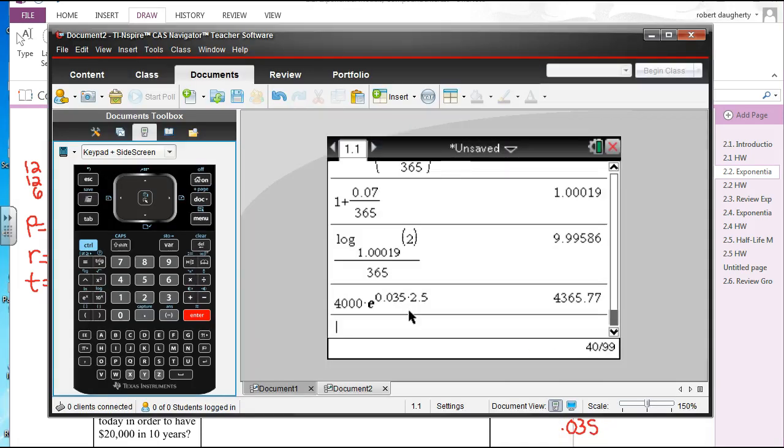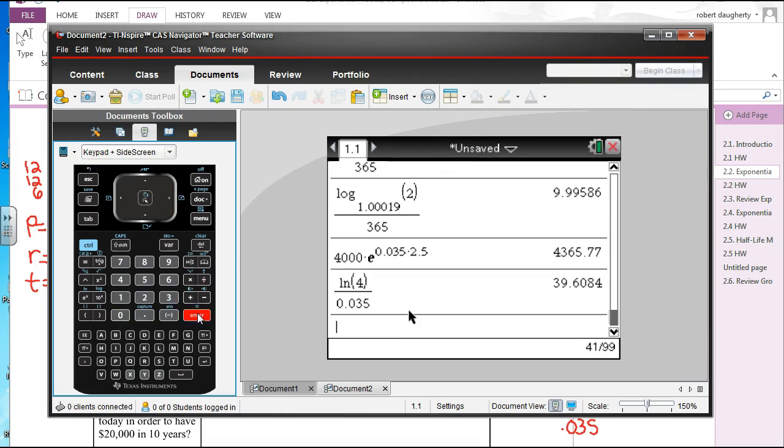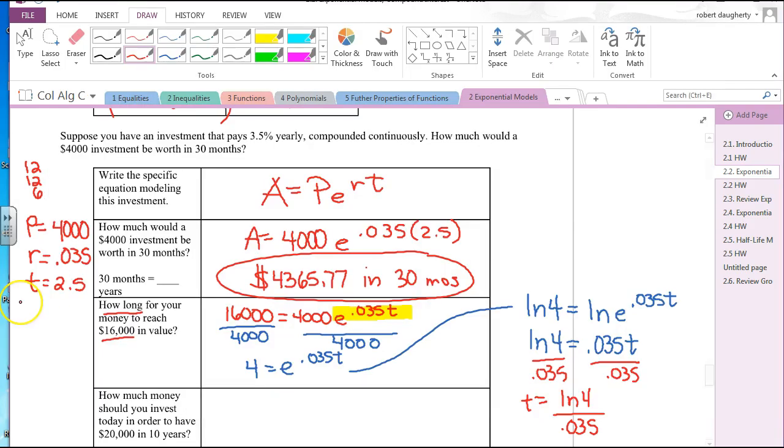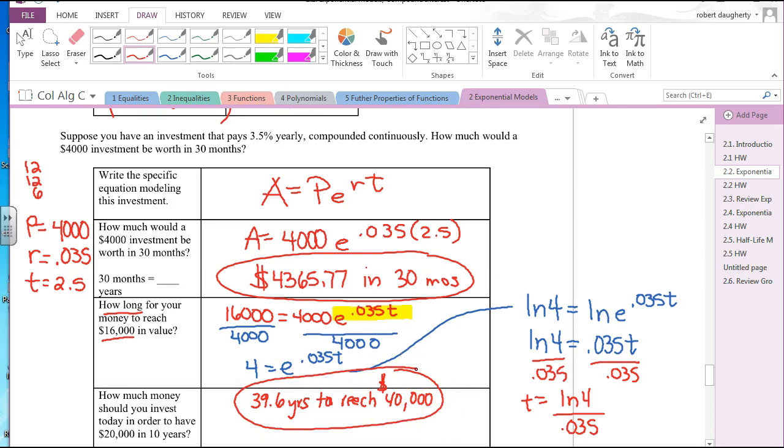And I would do that in my head, but I don't want to embarrass you guys. So I will use my calculator. You know that I'm full of it today. Natural log of 4 divided by 0.035 is 39.6. What does this mean in the context of my problem? Yeah, it's going to take 39.6 years to reach, what was it, $16,000. So that's a long investment, okay? Almost 40 years for that money to quadruple.